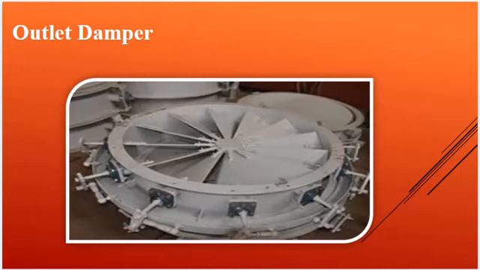Outlet damper. Outlet dampers are used to control the amount of air discharged from the fan. By adjusting these dampers, airflow and pressure can be fine-tuned to match system requirements. This control helps maintain optimal conditions, especially in systems where airflow needs to vary. Outlet dampers can be manually or automatically adjusted, providing flexibility and ease of operation. They also aid in reducing energy costs by ensuring the fan isn't overworking, allowing for smoother and more efficient performance.